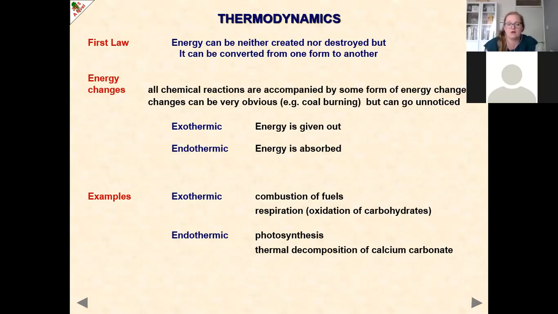So some main examples: exothermic, combustion of fuels, respiration. Main examples for endothermic: photosynthesis, thermal decomposition of something like calcium carbonate. And so that's our difference: energy is being either given out or taken in.